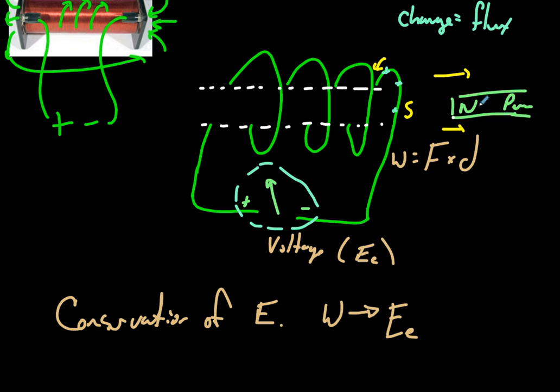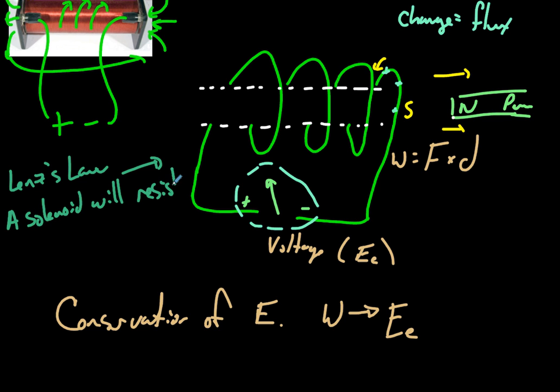Okay? And you can imagine what would happen if I just flipped this over and I tried to jam the south in here. The same thing, it would generate a magnetic field in the opposite way. Okay? So we could say then, there's a law about this, and it's called Lenz's law. Lenz's law, which states that a solenoid will resist changes in magnetic field.